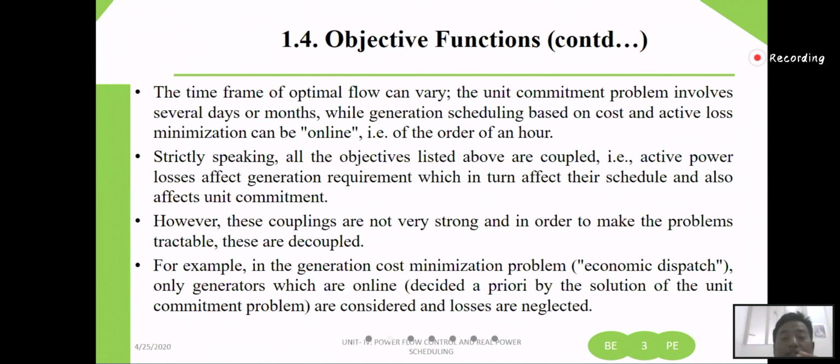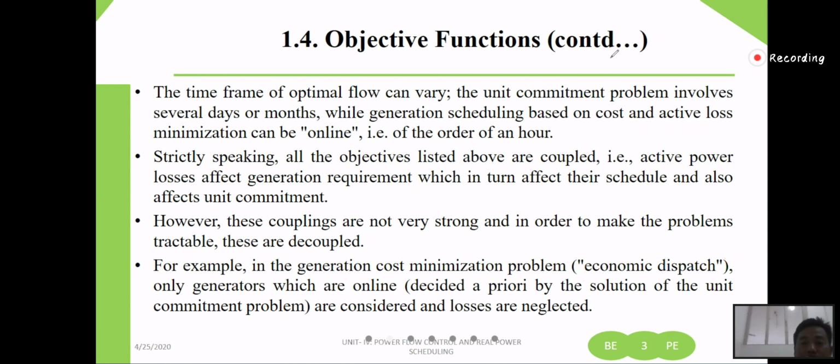Okay, so that's why I have given this. However, for simplicity, we consider that these couplings or interrelations are not very strong, and in order to make the problem tractable, we consider that they are not interrelated. In actual sense they are interrelated, but if we consider that active power losses are very small, then we consider that these are decoupled. For example, in the generation cost minimization problem, we have to keep in mind the economic dispatch problem, only for generators which are online. And then we have to find out how we can go about this.